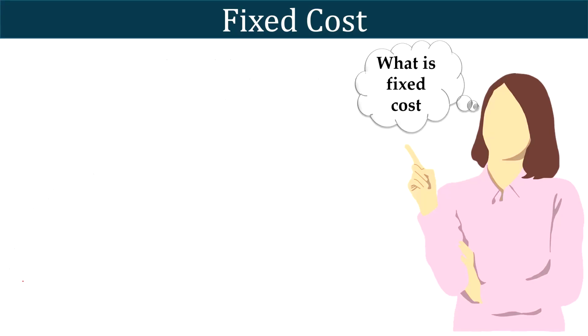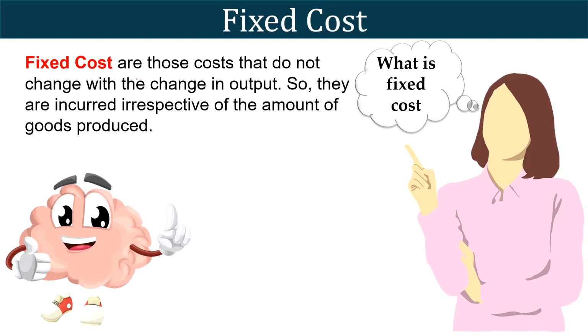What is fixed cost? Fixed costs are those costs that do not change with the change in output. So they are incurred irrespective of the amount of goods produced. These costs accrue in relation to the passage of time and up to a certain extent remain unaffected by the changes in the activity level. This means that fixed cost is incurred for a period and so it remains unaffected by the temporary fluctuations in the activity level in the short run.